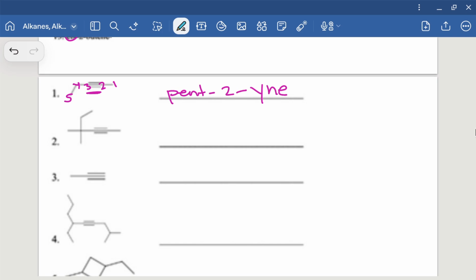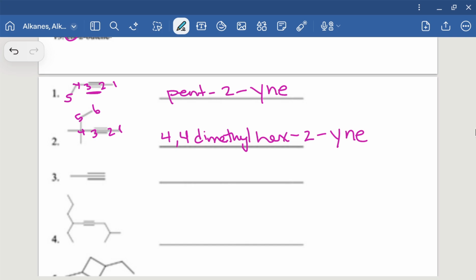and then YNE to show a triple bond. If I do this next one, 1, 2, 3, 4, 5, 6. On carbon 4, you have 2 methyl groups, so 4,4-dimethyl. And then 6 is hex, between carbon 2 and 3, and then YNE for your triple bond.